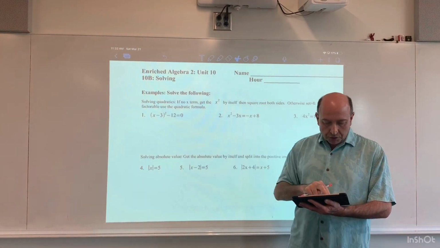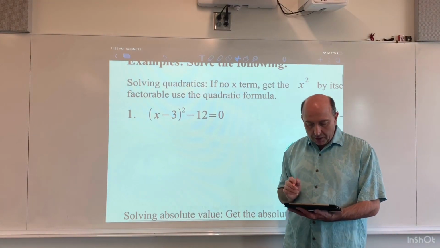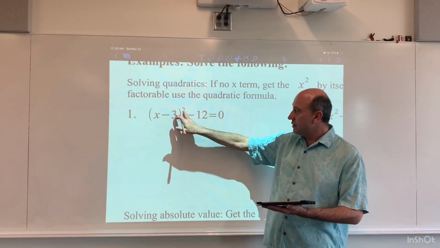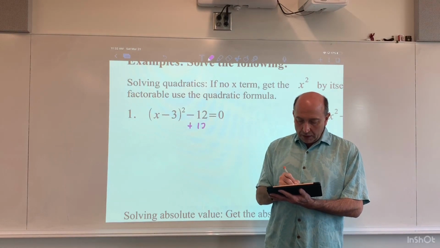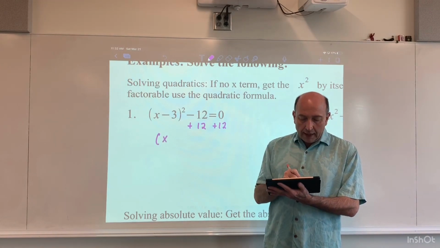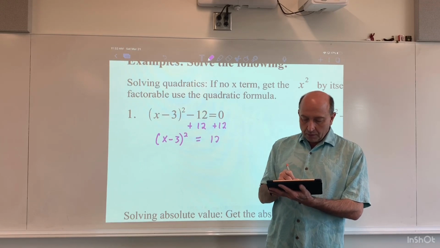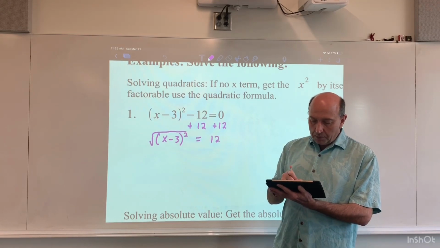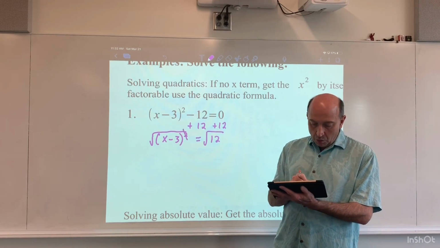Okay, so let's try the first problem. We have x minus 3 squared minus 12 equals 0. We want the thing that's squared by itself, so we will add 12 to both sides. Now we will get x minus 3 squared equals 12. Now we will square root both sides. The square root and the square cancel. We'll get x minus 3 equals.